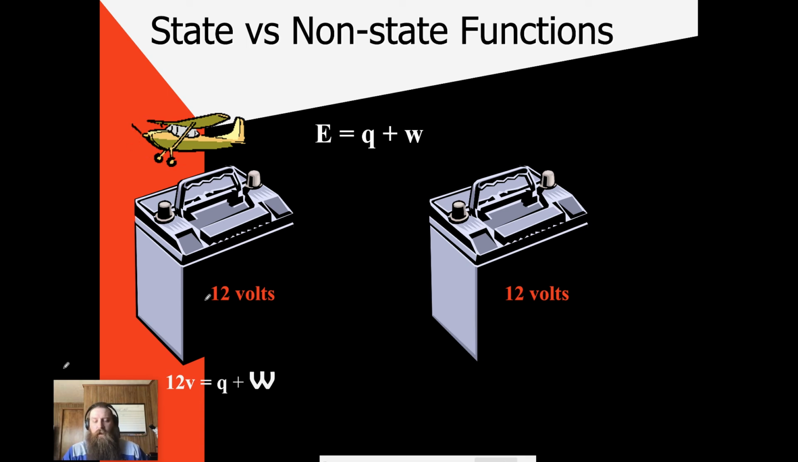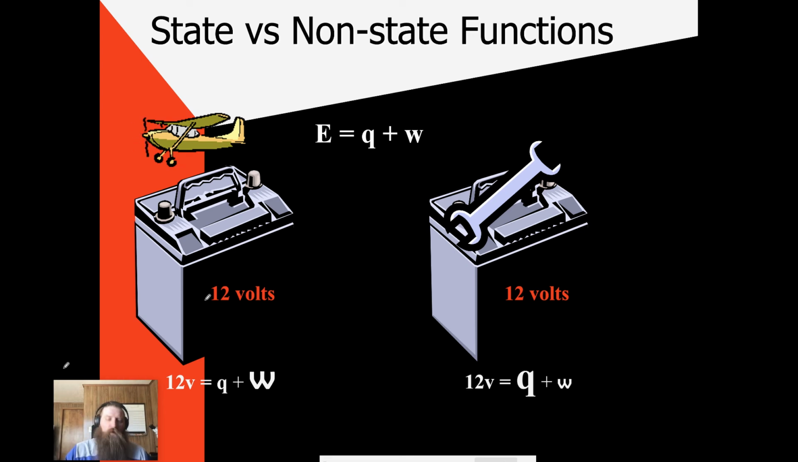Now, let's say we take the same battery and we stick a wrench across it. Well, now I still have 12 volts. 12 volts didn't change. But in this case, Q, the heat, is going to be really high and work is going to be really small. I'm not getting any major work out of this. Okay. So it doesn't matter how I measure the energy, whether I measure it in what it can do in the airplane or what it can do with the wrench across the posts, I'm still going to get 12 volts. The thing that is going to change is the Q and the W. All right. So energy out is a state function, but the Q and the W are non-state functions. We get two different numbers based on how we use the battery.